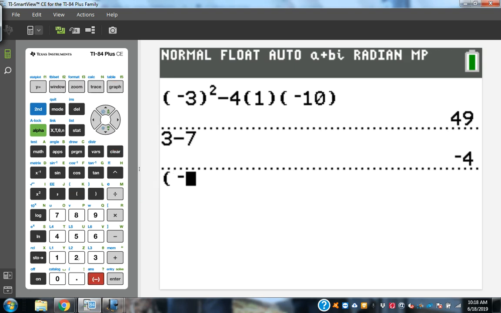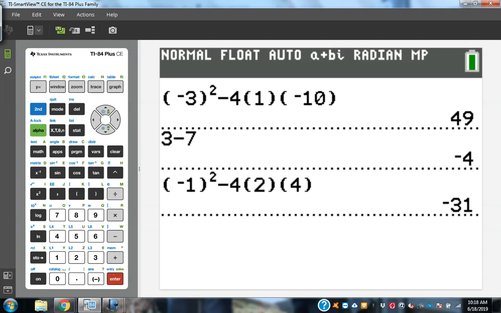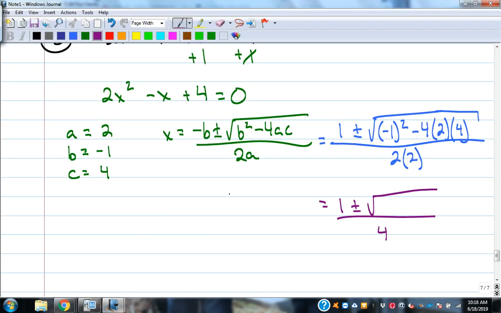Parentheses, -1 squared minus 4 parentheses 2 parentheses 4. That gives -31. All right. Not the best number in the world.